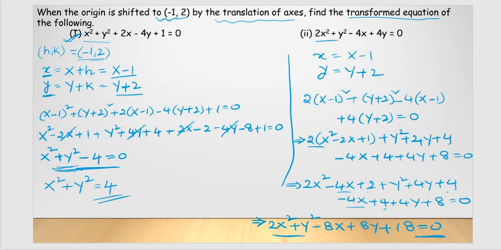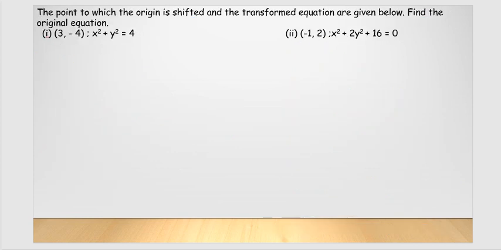So transformed equations are generally represented in capital letters, right? Next we are going to have the original equations now. So already we have done the transformed equation, now we are going to discuss the original equation. So the point to which the origin is shifted and the transformed equation are given below. Find the original equation. That means, so what is this?